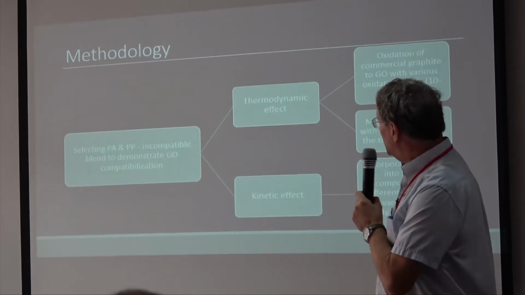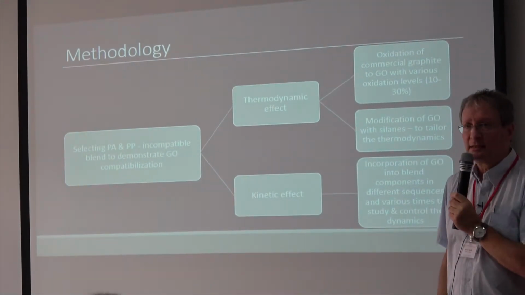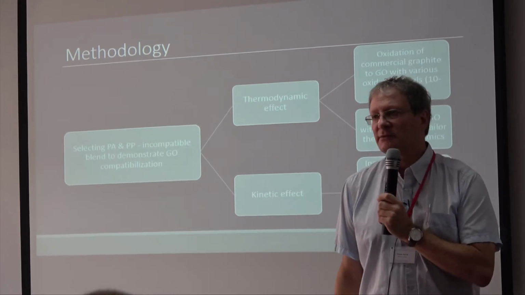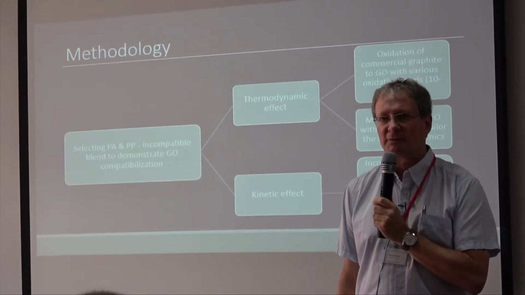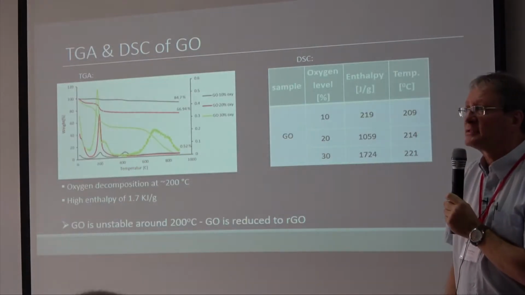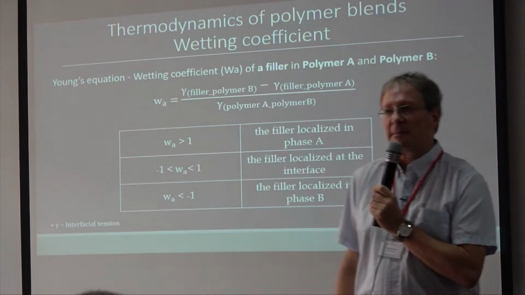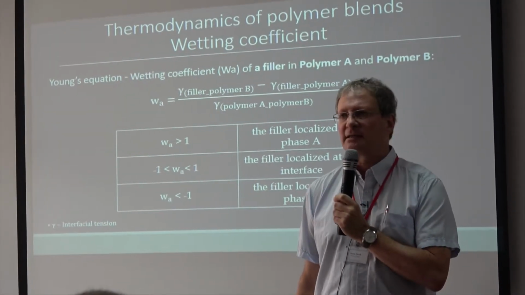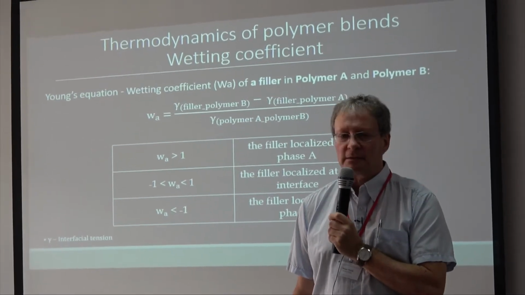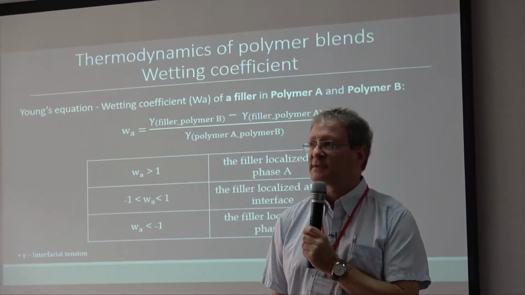So what we do, basically, we oxidize commercial graphite to graphene oxide, and then we modify it with surfactants, or if you wish, silanes. We're using low energy silanes, such as amine silane, aminosilane, and octyl silane, or hydroxyl alkyl silanes, the kind of silanes that give you low surface energy.